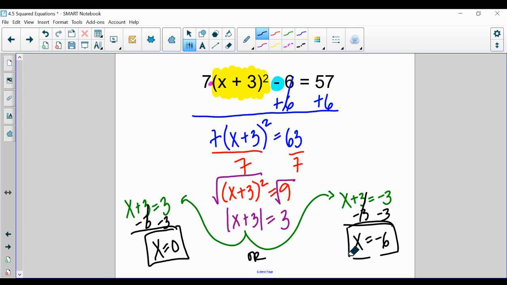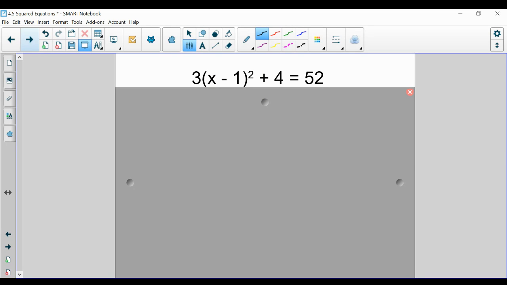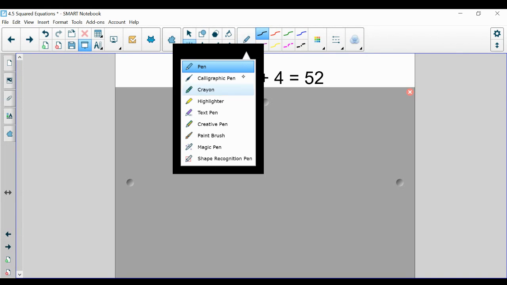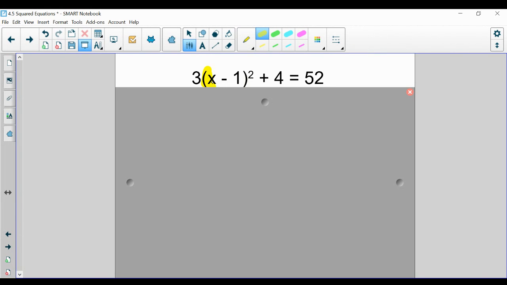just combined into one big problem. Why don't you try this next one on your own? So pause the video and see what you can do. All right, you're back. So again, we are trying to isolate the weird guy. Here's our weird guy, our x minus 1 quantity squared.